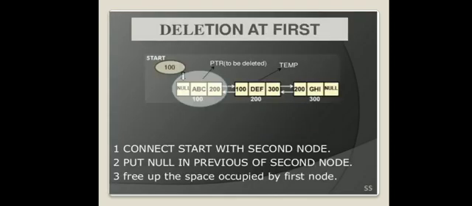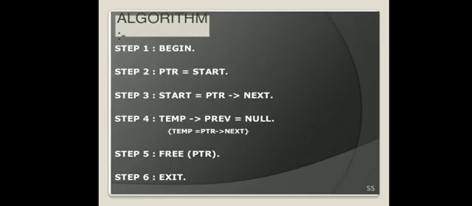Suppose there are some nodes in the linked list. In this example, we want to delete a node at the first. So first connect start with the second node, put null in previous of the second node, and free up the space occupied by the first node. The algorithm for this: begin, ptr is nothing but start, start equal to ptr of next, temp of previous equal to null, then step 5, free that ptr, then exit.